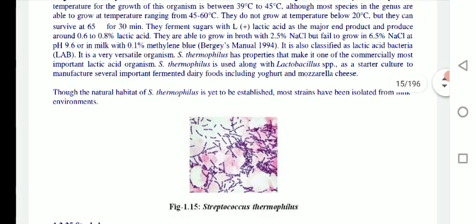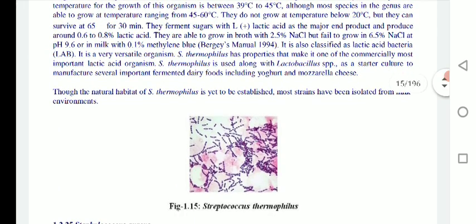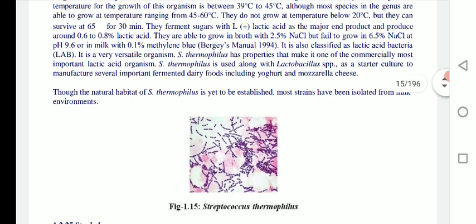Okay. So these are all data according to Bergey's manual, and it is also classified as a lactic acid bacterium, that is LAB, and it is a very versatile organism. Why is it called a lactic acid bacterium? Because it produces lactic acid after fermentation of the sugar lactose, which is present in milk.